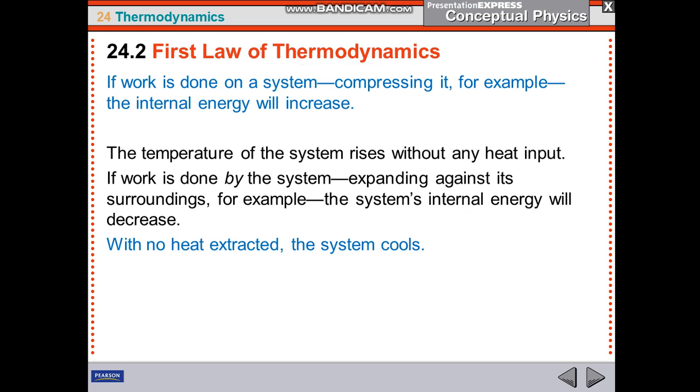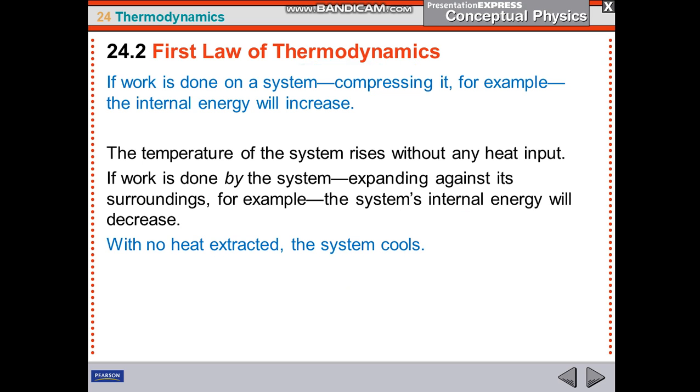If work is done on a system, compressing it for example, the internal energy will increase. It means if you do work on a system, if you compress the system, the internal energy will increase. The temperature of the system rises without any heat input. Without adding any heat, the temperature rises.